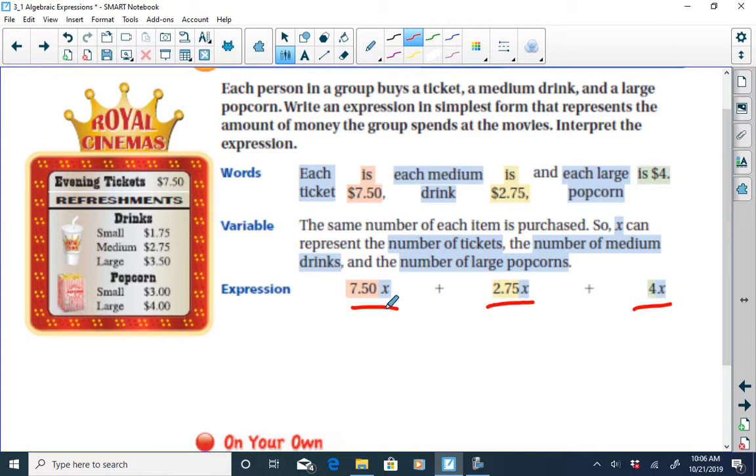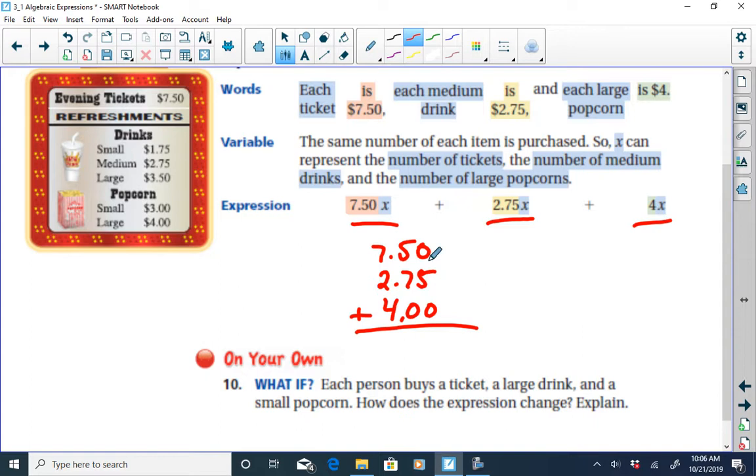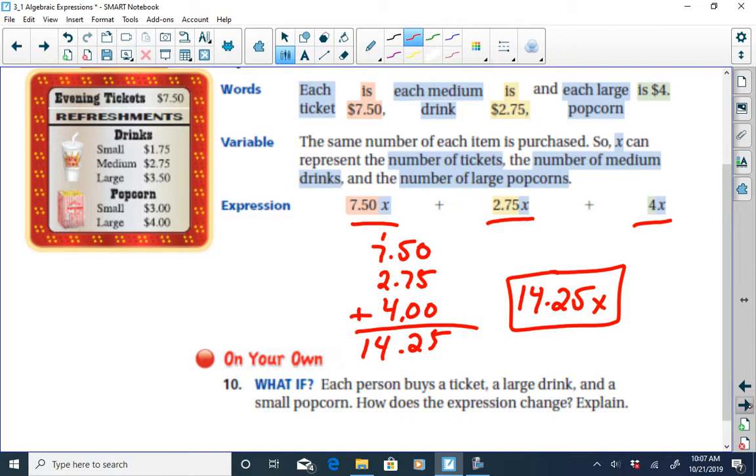They're all like terms. So I want to add their coefficients. So we have the 7.5, the 2.75, and we're adding the 4. But remember, when we add the whole number with the decimal, we have to line up the decimal points. So this is 5, 7 and 5 is 12. We put down the 2, carry the 1. 1 and 7 is 8, and 2 is 10. 10 and 4 is 14. So we have 14.25, but that represents the coefficient of x. So we have 14.25x. That's the simplified expression.